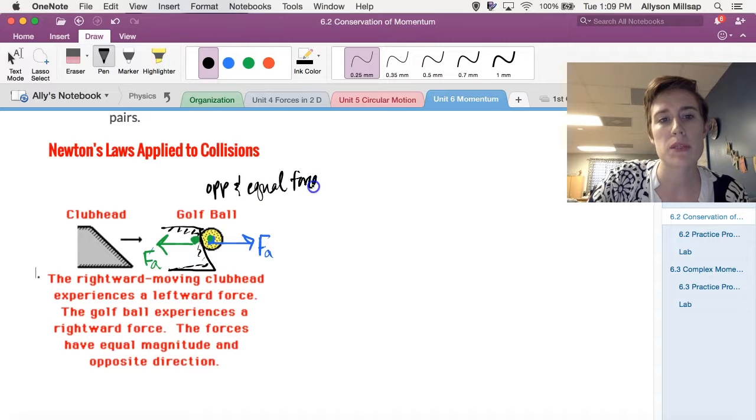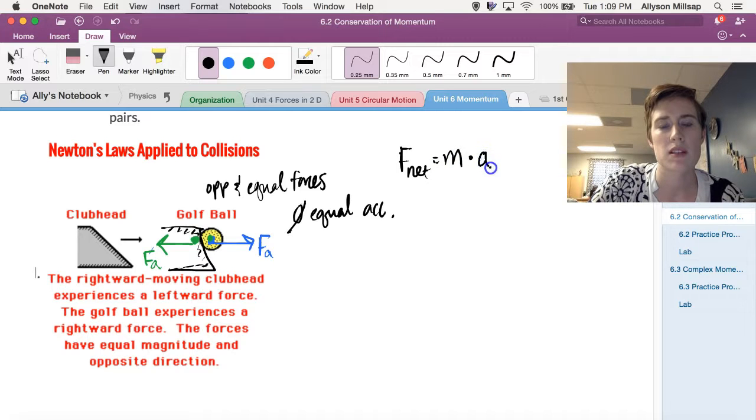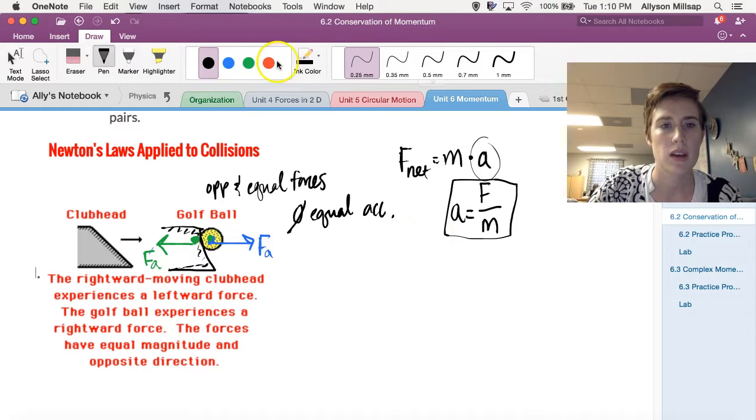But just because they're opposite and equal forces does not mean that they have equal accelerations. Let's talk about acceleration for a second. The formula we're most familiar with is that the net force equals an object's mass times its acceleration. Well, if we were to rearrange this and solve for acceleration, we would get a formula that looks like this. We would say that the force of an object divided by its mass will give us the acceleration. So let's look at this formula here for just a second.